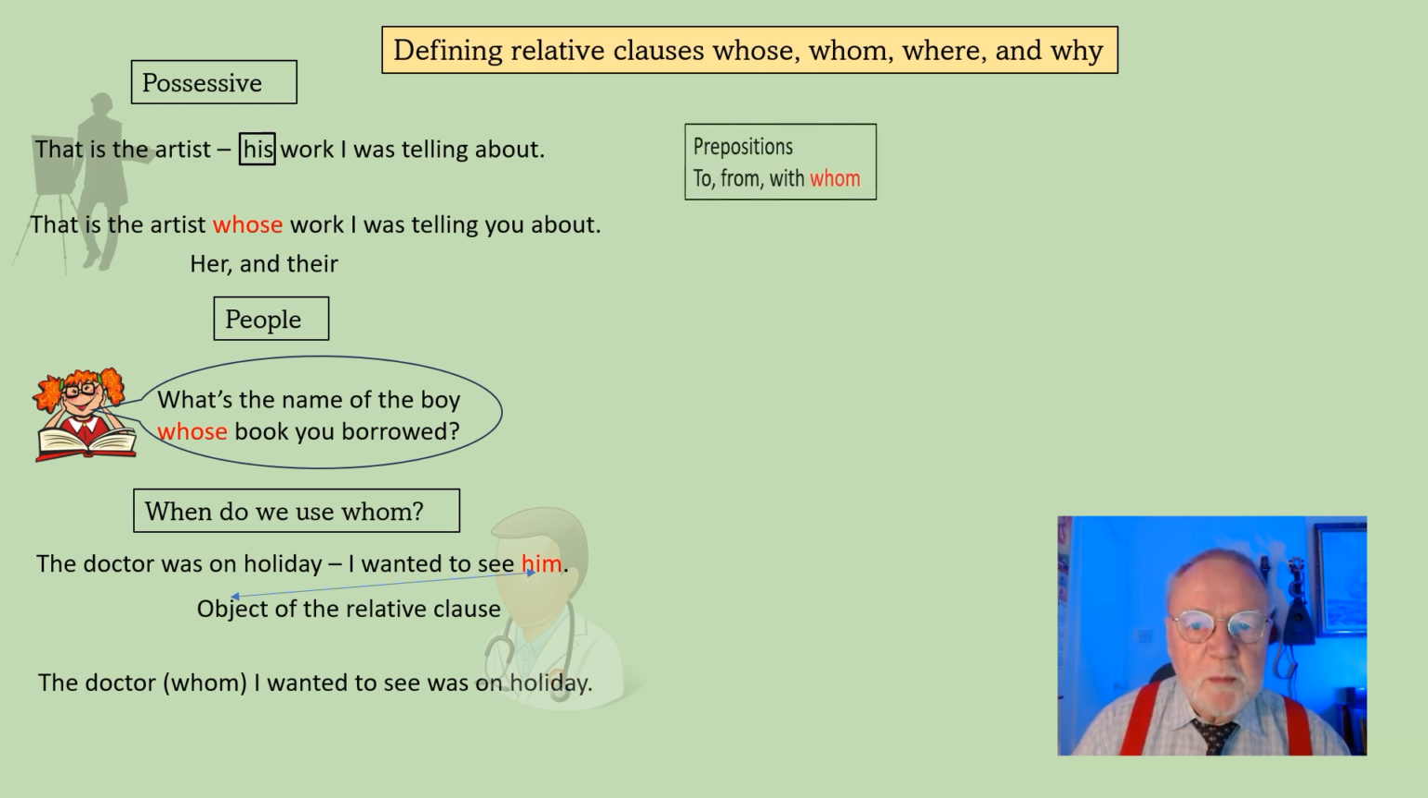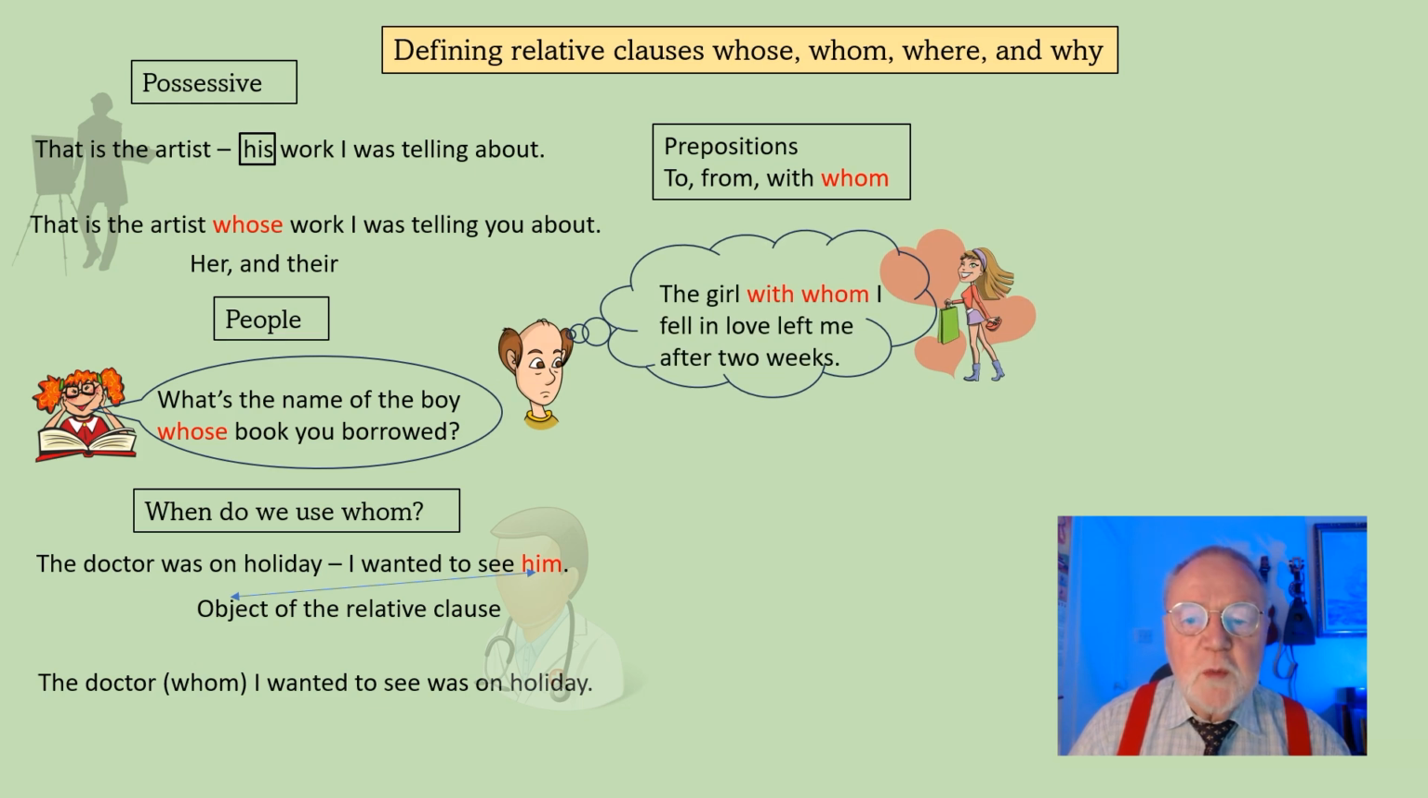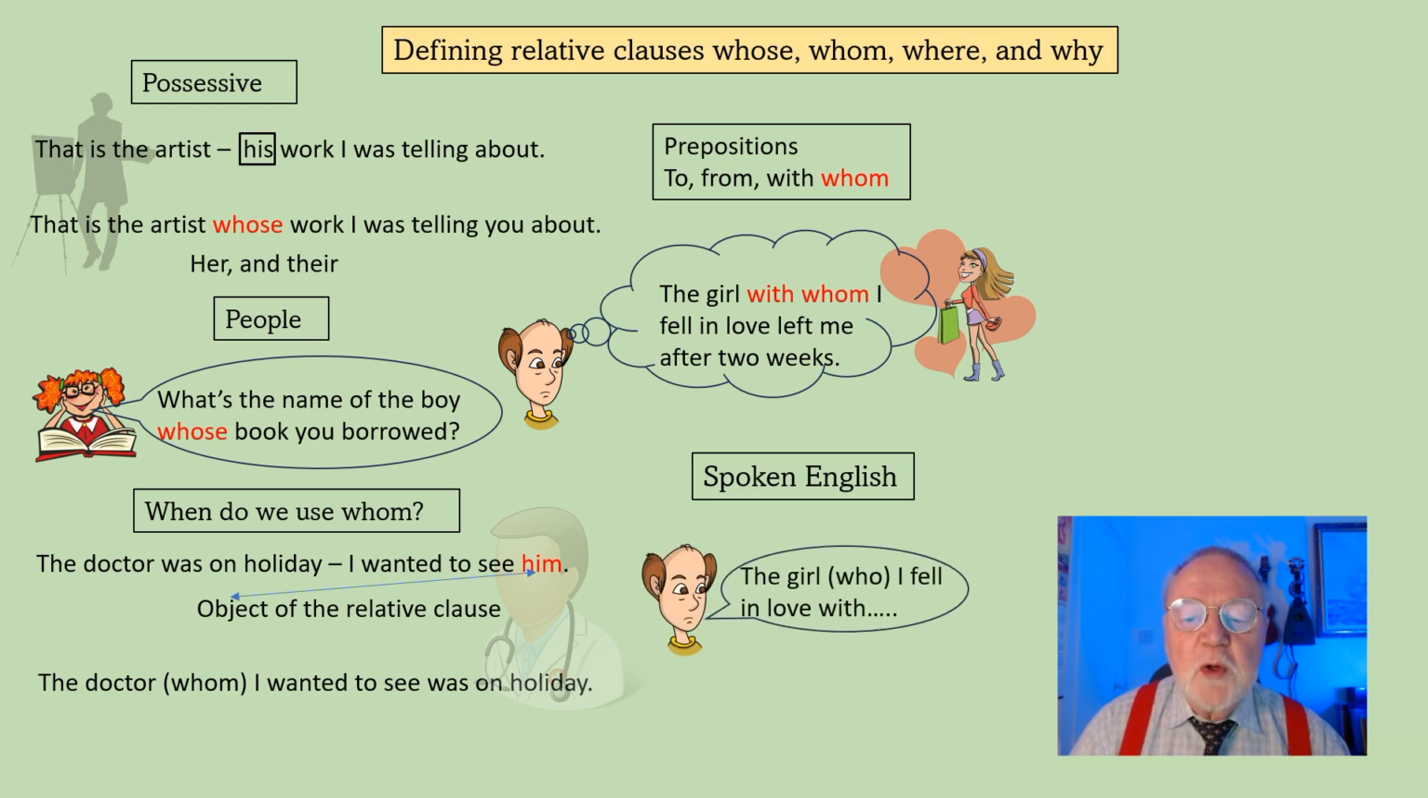We can use whom with prepositions, to whom, from whom, with whom, like this. The girl with whom I fell in love left me after 2 weeks. Now you probably think that's a very formal sentence, and actually you would be quite right. I don't think anybody would say that in spoken English. They would more likely say, the girl who I fell in love with. Now notice whom has changed to who. And actually you could leave it out. The girl I fell in love with. It's much less formal and much more common in modern English.